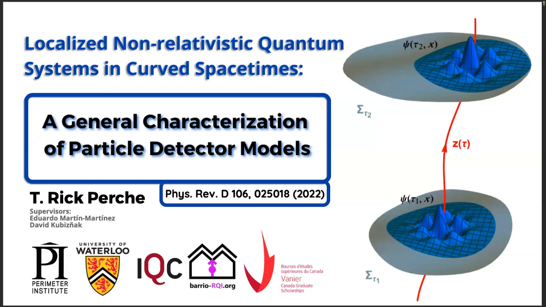I'm here today to talk to you about a paper that I published last year in Physical Review D. Essentially, there are two topics we're going to talk about here. One is localized non-relativistic quantum systems in curved spacetimes, and I'll explain what I mean by this very soon. And then we're going to apply this to talk about a general characterization of particle detector models, and that's something that many people talk about today.